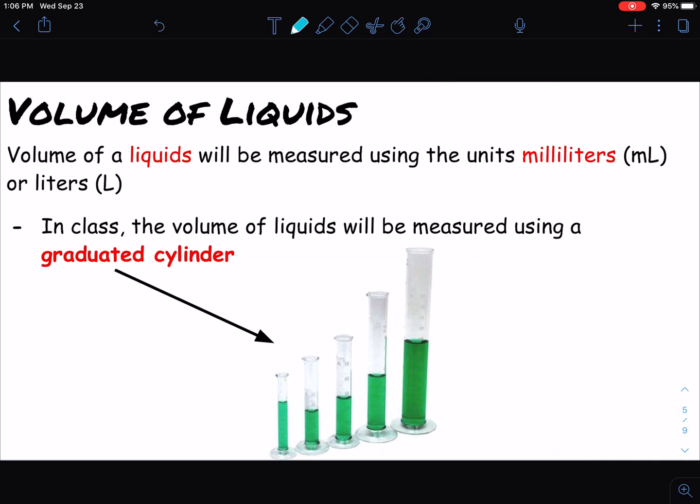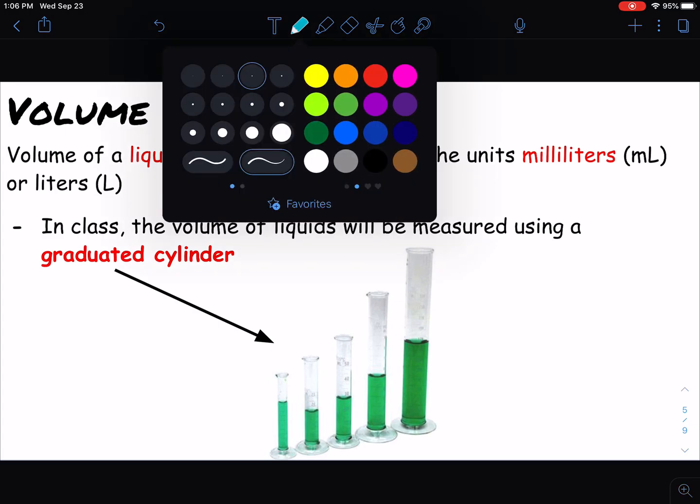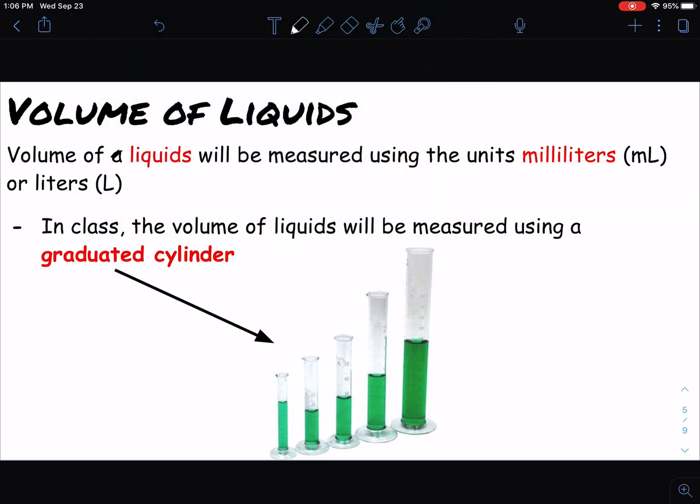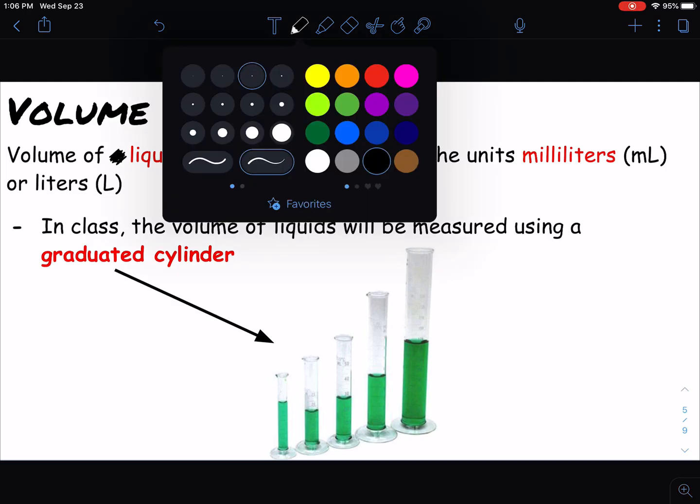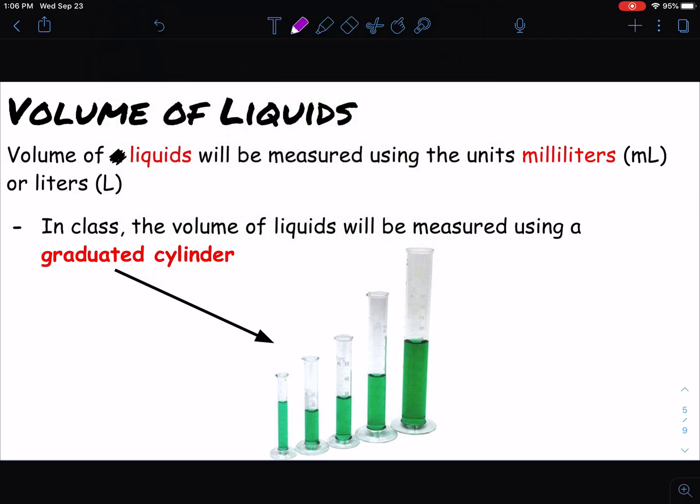Now we're going to look at volume of liquids. Volume of liquids will be measured using milliliters or liters. And again, the majority of the time, milliliters being the go-to. Milliliters is lowercase m, capital L. Liters is just capital L.